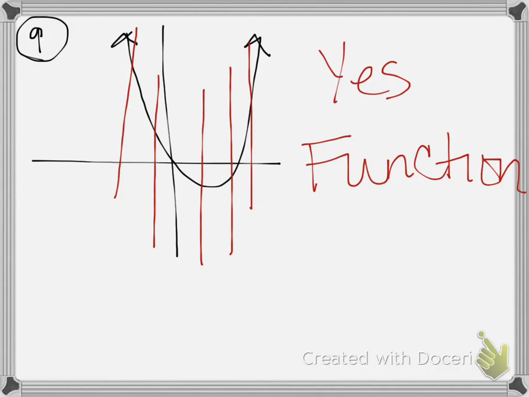Now, if this was turned on its side, if we had something like a graph that was sideways like this, and we went to do our vertical line test, see how it hits the graph in 2 places? Not a function. So it can only touch the graph in one place and still be a function.